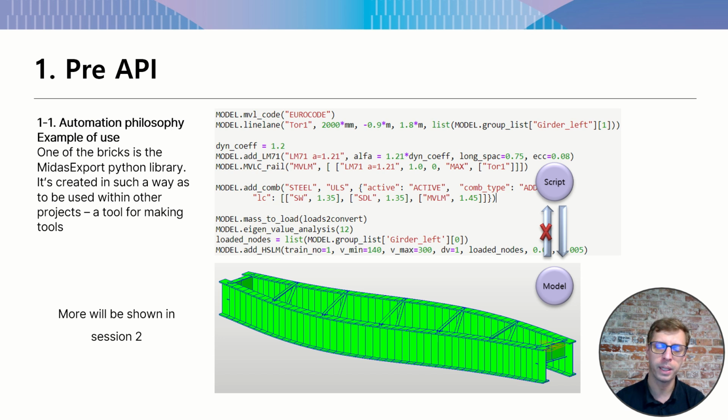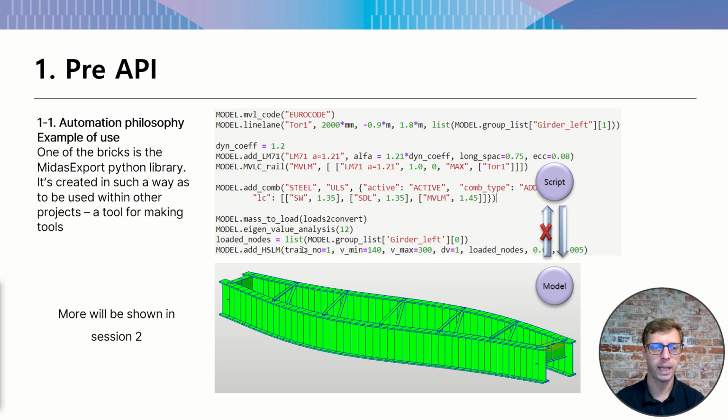creation of models within Python. The idea was making it more Python-like, Python-esque. So here, just a simple example showing, within the model, adding the Eurocodes, adding a line lane. This would be the track with the various offsets and elements to which it's applied. Then adding the train loads LM71, and then the moving load case, and then adding combinations.